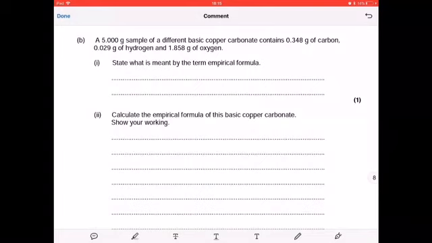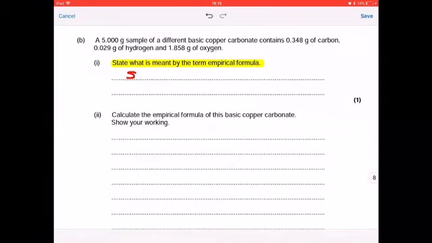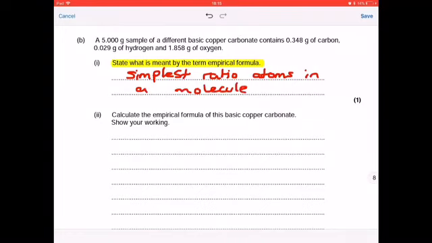After that, it goes on to an empirical formula question, and just before any of the data is required to be used, it says state what is meant by the term empirical formula. This was badly answered because a lot of people didn't state exactly what it means, and it is the simplest ratio of atoms in a molecule. And that there is the exact information required in order to calculate the empirical formula, and that gets you that first mark.